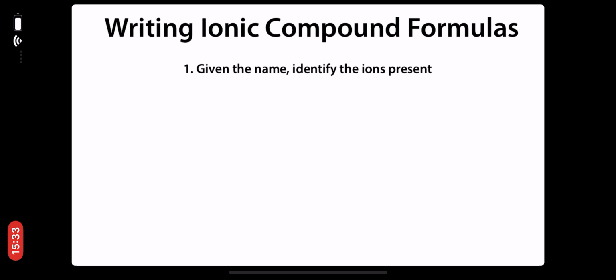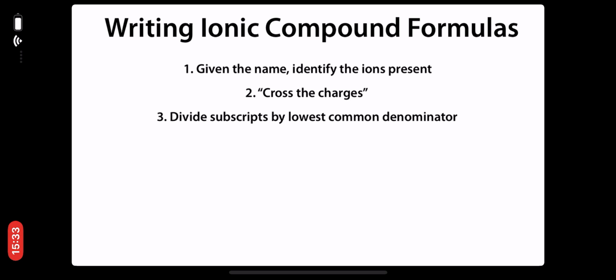Next we're going to talk about writing ionic compound formulas. If we were given the name of an ionic compound, we're going to first identify the ions present. Step 2, we're going to, quote, cross the charges. We'll see what that means in a little bit. And step 3, divide the subscripts by the lowest common denominator. So let's look at an example.